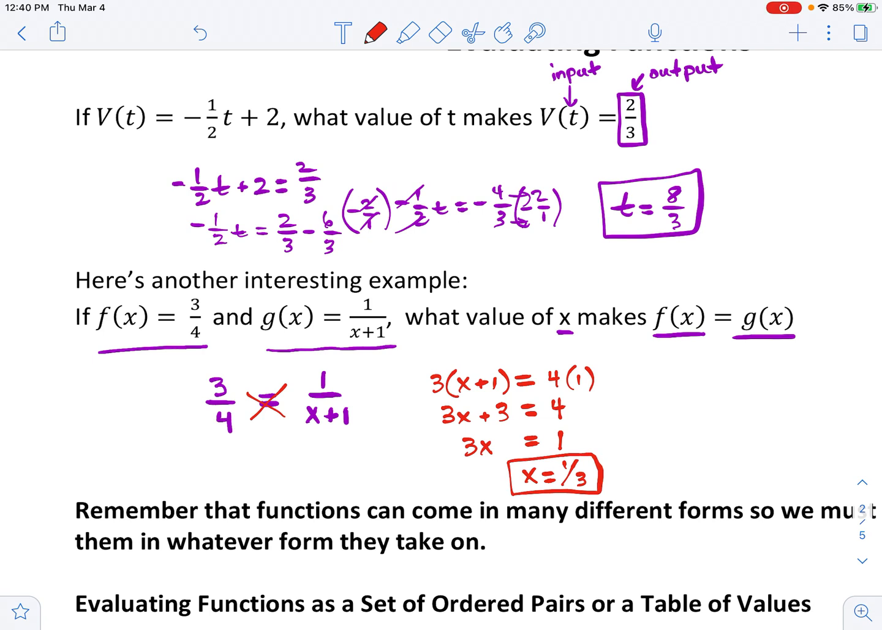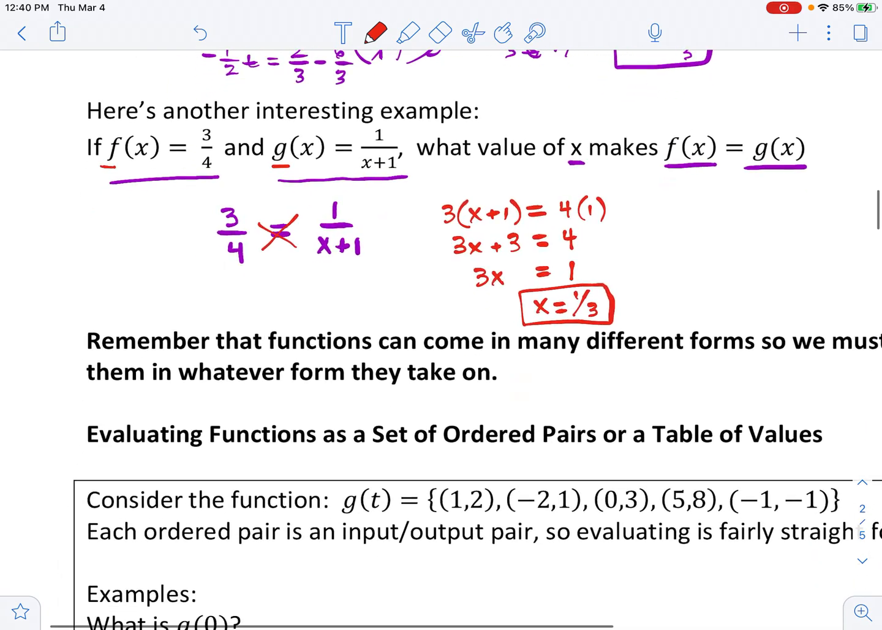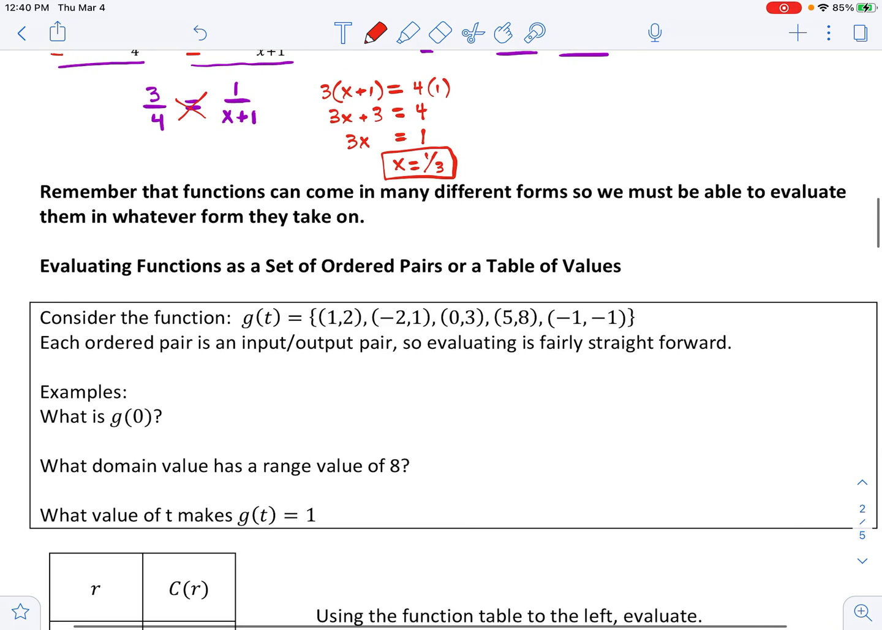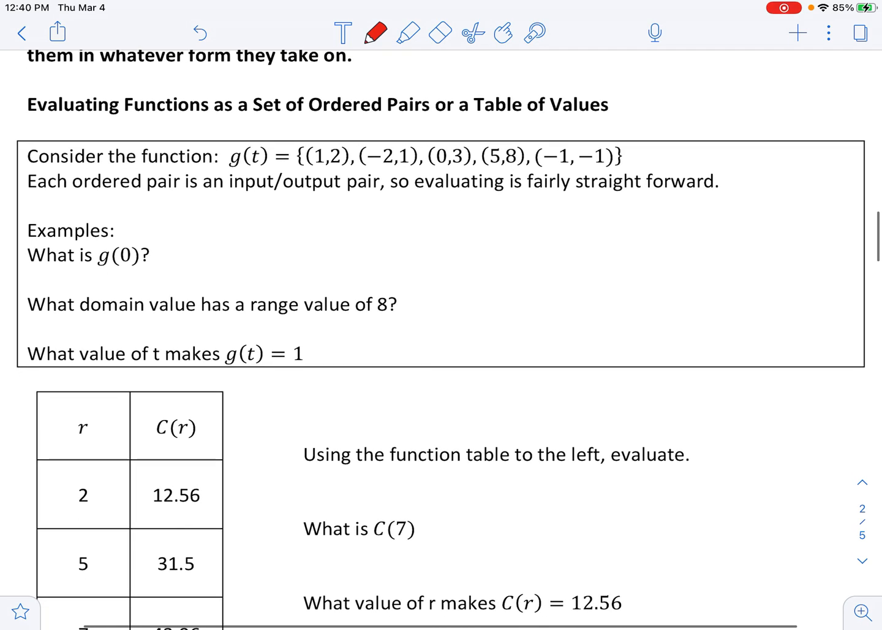And what that means is when the input into function f and function g is 1/3, then the outputs are going to be exactly the same. So remember that functions can come in many different forms, not just function notation. They can come in the set of ordered pairs or a table or a graph. So we're going to continue looking at this in different forms.